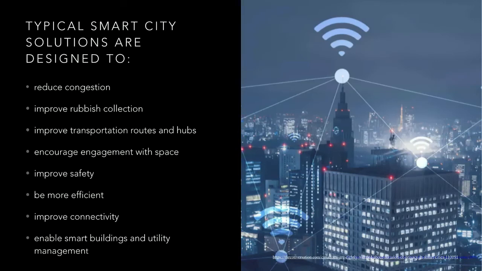And I guess those solutions that we talked about, those components, the IoT and the sensors and the data, how can that all be used in the smart city? What are we talking about here? What does the data mean? What are the sensors for? So here are some examples. We're looking at reducing congestion in cities, improving rubbish collection, improving transportation routes and hubs, encouraging engagement with space, improving safety, being more efficient, improving connectivity between devices and sensors, enabling smart buildings and utility management as well.